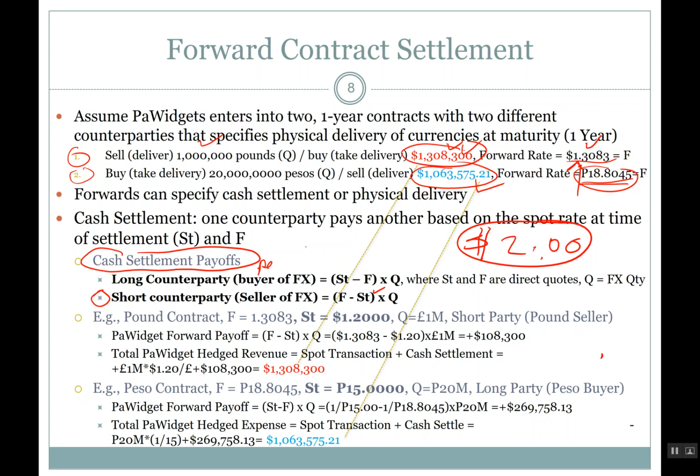You're going to receive $2 million when you sell the pounds. You're going to write a check for about $700,000. You're going to get $1.3 million. You're sending $700,000 to Goldman Sachs. But whatever happens, you get 1.308. It doesn't matter. You're guaranteed 1.308, even though you're not exchanging 1 million pounds for 1.308.